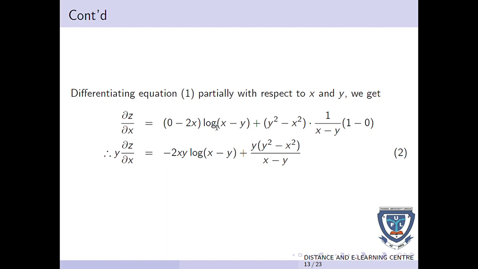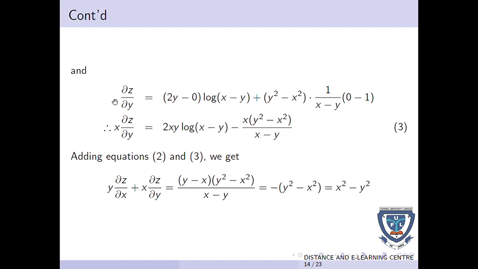Now differentiating equation 1 partially with respect to x and y, we get partial z partial x will give us 0 minus 2x log(x minus y) plus (y squared minus x squared) times 1 over (x minus y) in bracket 1 minus 0. Therefore, y partial z partial x is equal to minus 2xy log(x minus y) plus y (y squared minus x squared) all over x minus y.